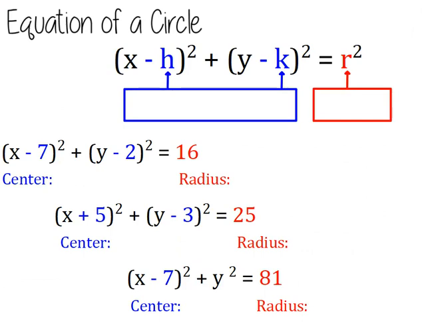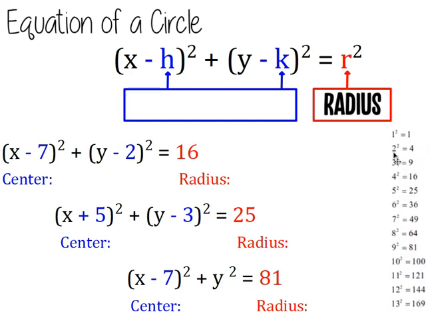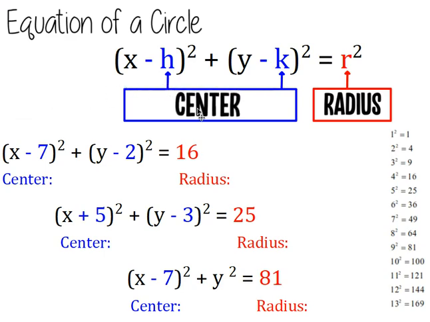So let's do a quick little summary check. Remember, the solution to my equation is always going to represent the radius. It's going to be squared, so you might want to keep track of your square numbers. These two numbers here are going to tell me the center, and they're always going to be opposite of what I really need. So I have 3 equations here. See if you can determine the center and the radius with me.